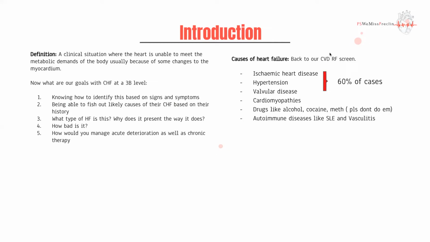Going back to our cardiovascular risk factor screen, three of the most common causes for heart failure include ischemic heart disease, hypertension, and valvular diseases. You can also have cardiomyopathies, which we'll talk about in another lecture, as well as medications like alcohol, which is known to cause dilated cardiomyopathy, cocaine and meth, which are also associated with different other cardiac pathologies. You can also have autoimmune diseases like SLE and vasculitis that affect the myocardium. But the three you need to know inside out include ischemic heart disease, hypertension, and valvular diseases, and how they affect the heart.